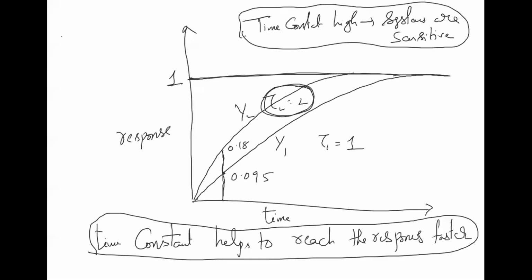Systems are sensitive. So the response of y2 is higher than y1 because the time constant is higher for y1, y2. But ultimate values for both the cases are same. The ultimate value for both the cases are same, 1.